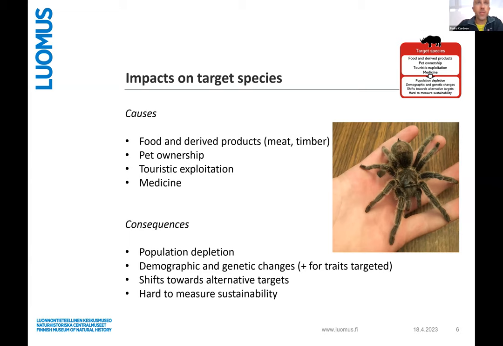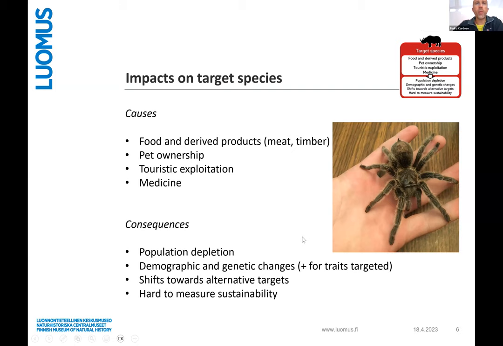But of course, it's not only tarantulas. I mean, everything that you can imagine, someone will have it as a pet, even the weirdest snail or whatever you can think, someone will have a taste for it. Touristic exploitation is also relatively large in some areas, or even for medicine. You just have to think about all the oriental medicine, or pangolin scales or rhino horns or tiger bones and so on. You can also think about mushrooms or many plants which are used for medicine.